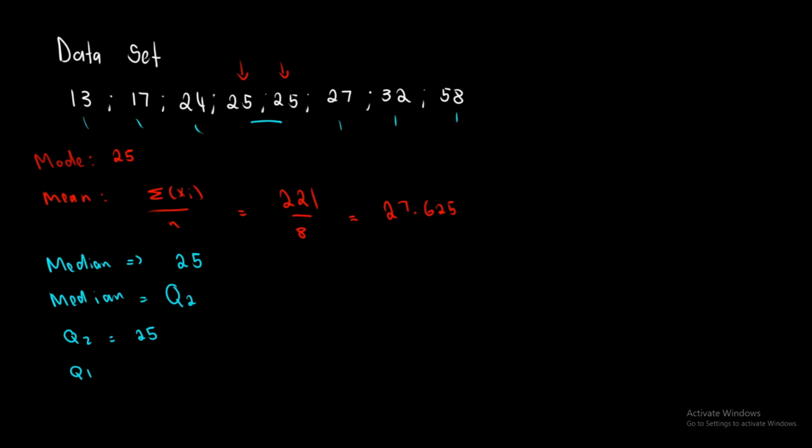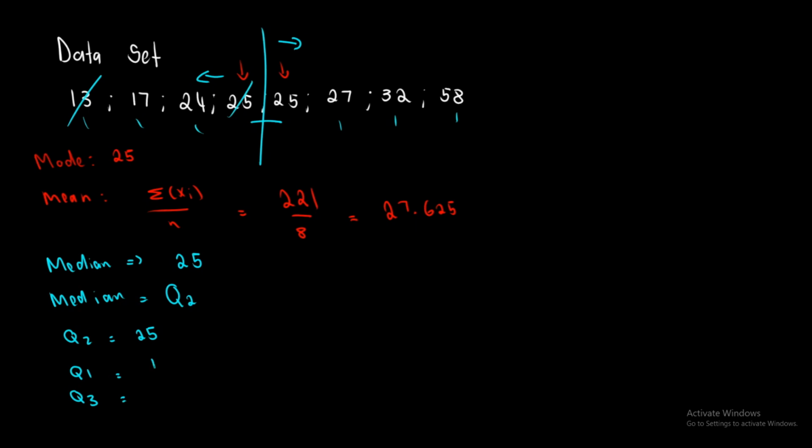So how do we find Q1 and Q3 then? Well, Q1 would be the middle value of the left side of quartile 2, and Q3 would be the middle value, or the median, on the right side of quartile 2. So let's do this. Cancel out. We're left with 17 and 24.